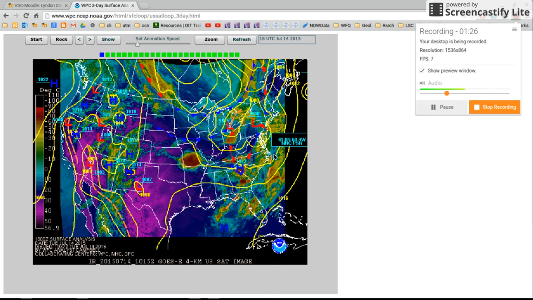Now this shows the situation at the beginning of the period. The time is in the bottom left corner here. This says 18Z, Tuesday, July 14th. I'm not sure if you can see it, but that's indeed what it says. Now 18Z, if you subtract 4 hours, you get 1400 hours, which is 2 hours after noon, which means we're dealing with 2 p.m. in the afternoon here on Tuesday.